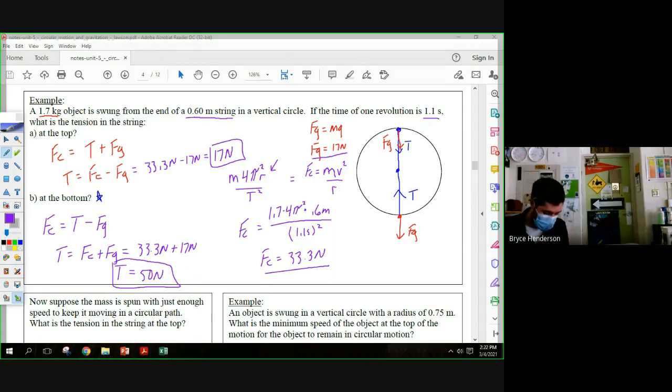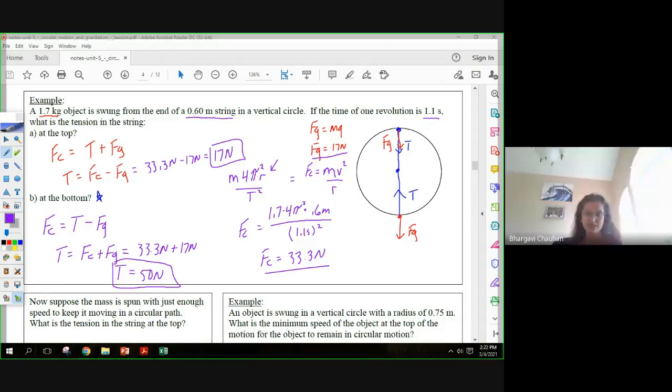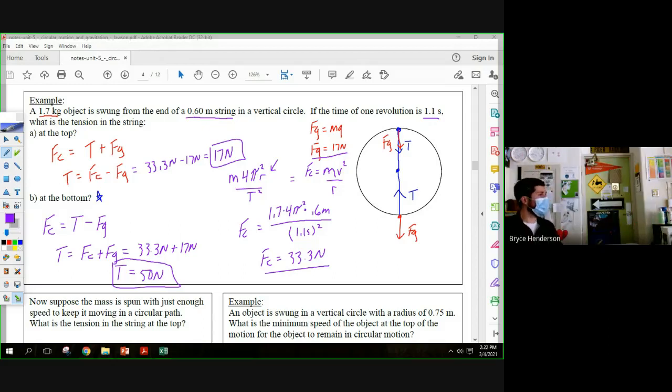Now, here's a question. Why does it matter? Looking for a hand. Why does it matter that the tension is bigger at the bottom versus at the top? Doesn't that mean it's not uniform circular motion anymore? Ooh, does this mean we're not in uniform circular motion? Adam, you say no, why not?